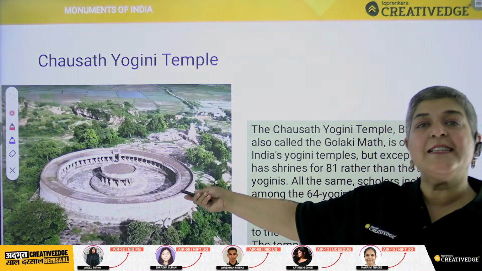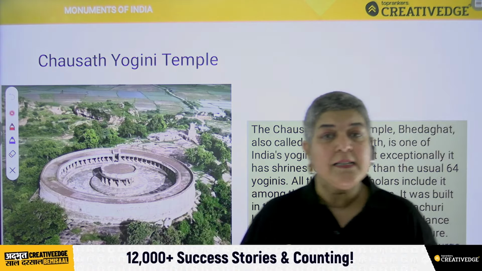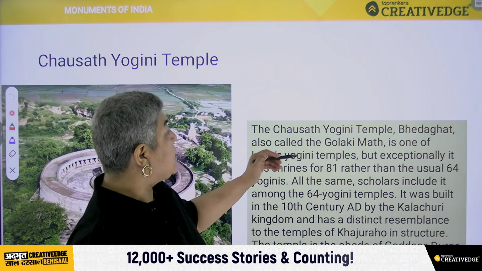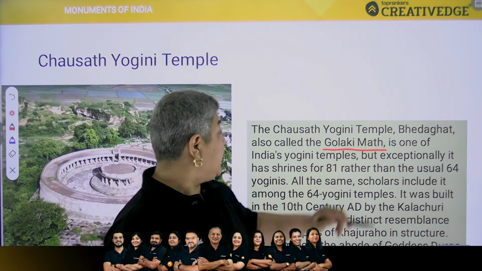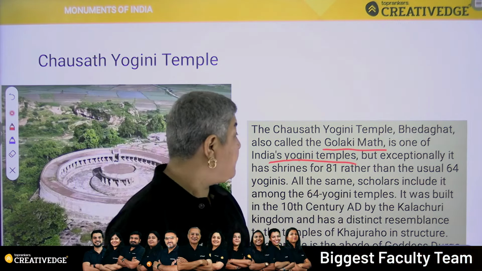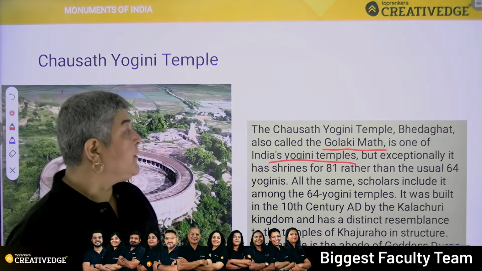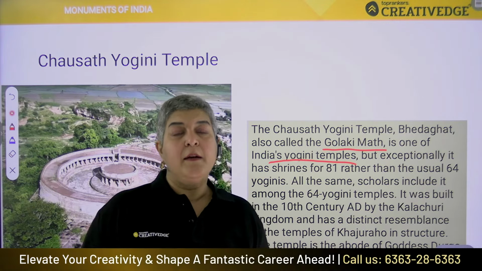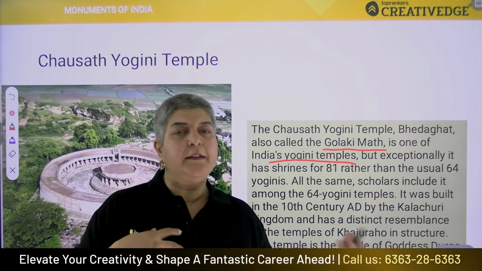Yes, this is the Chausat Yogini temple, guys. A little bit of info regarding the Chausat Yogini temple. It is called the Golki Mutt, one of India's Yogini temples. Guys, do remember that we have as many as 64 yoginis. Okay. So yoginis, again, I will not deter from the topic.